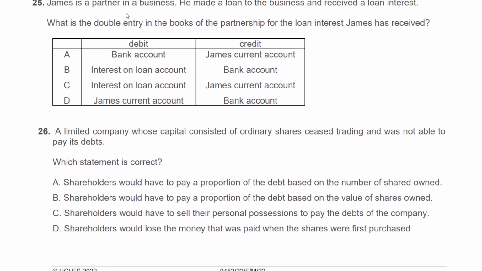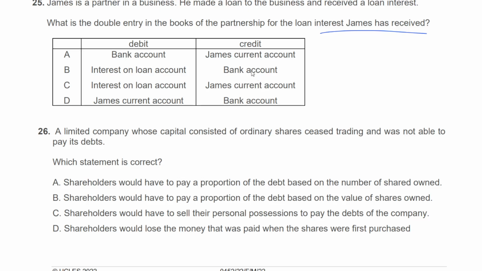Number 25. James is a partner in a business. He made a loan to the business and received loan interest. What is the double entry in the books of the partnership for the loan interest James has received? Bank account credit, interest on loan account should be debit.